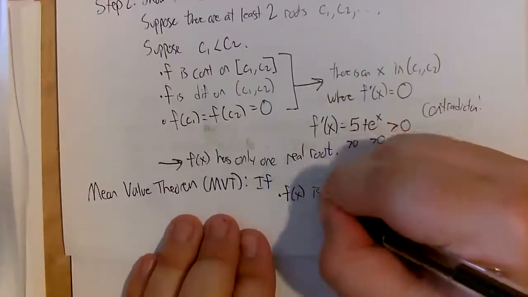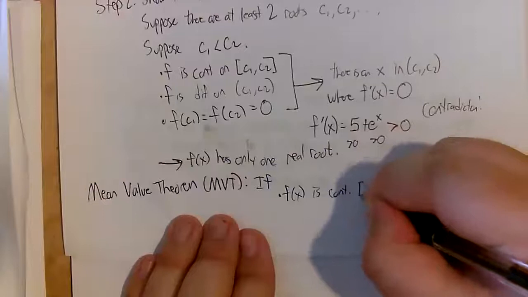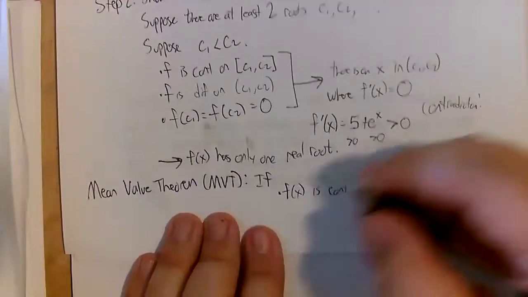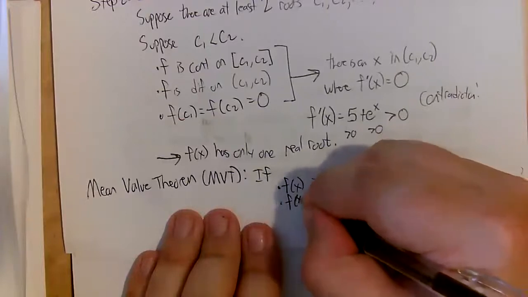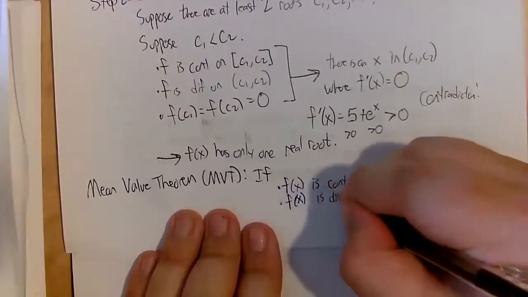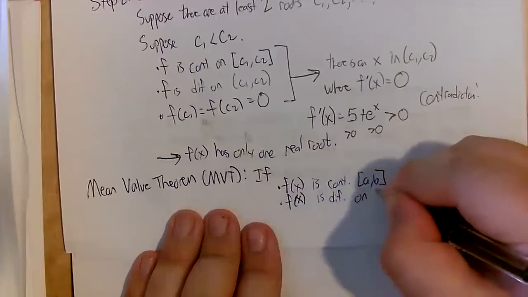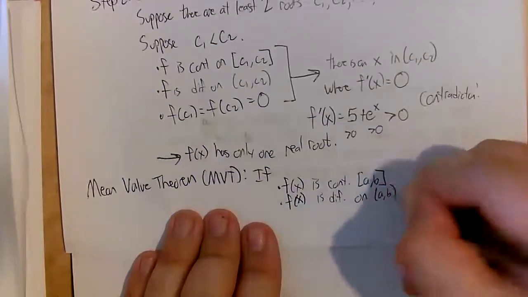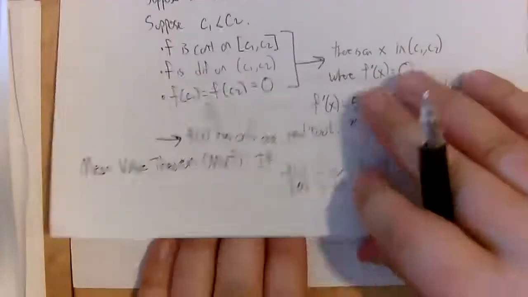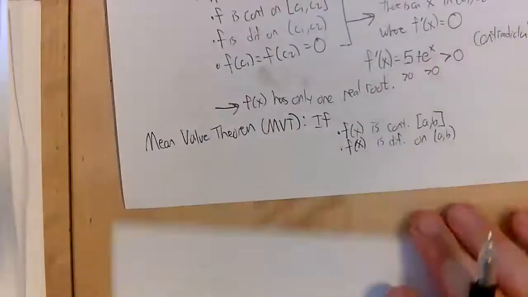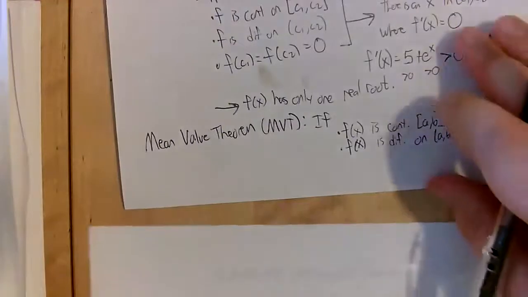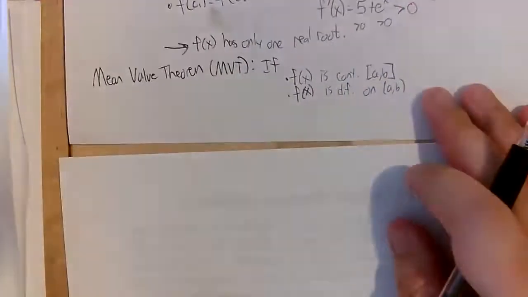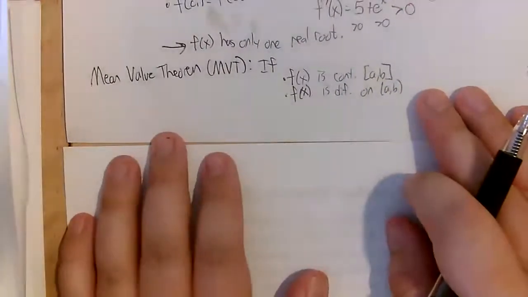So if f of x is continuous on the closed interval a to b, and f of x is differentiable on the open interval a, b, so this is so far identical to Rolle's theorem. But one thing that's going to be different is we're not going to have that third requirement. So that's why this is more general, because it works even if f of a is not f of b.